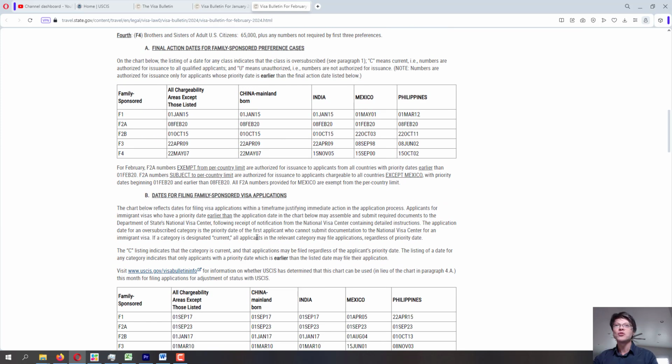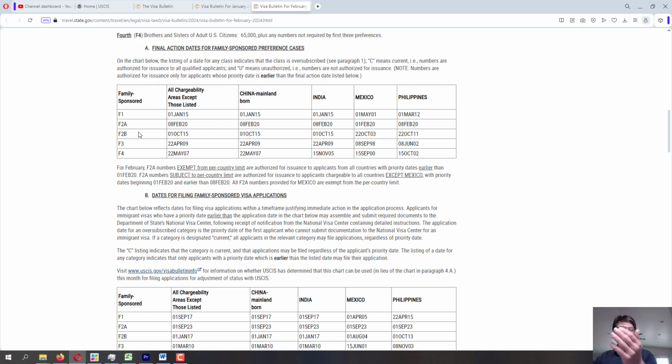Now, looking at both of these graphs, you see the categories. In both of them, the categories are all exactly the same. There are also chargeability areas, which is very simple. There are 4 countries that have their separate chargeability areas: China, India, Mexico, Philippines. So if you're from any of these countries, you will be looking at the corresponding column, all right? But if you're from any other country in the world, you're looking at all chargeability areas.